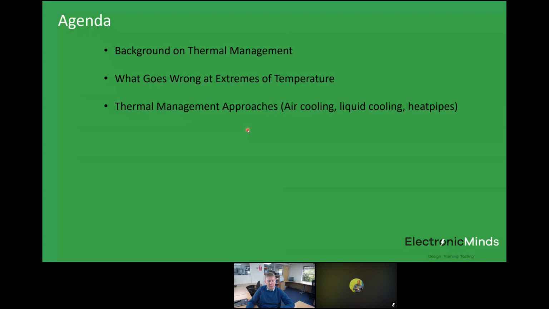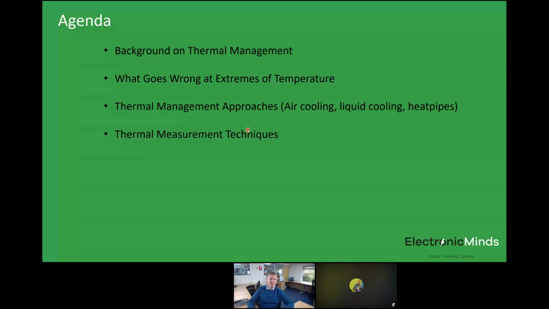Then, how can we manage thermal loading in our system, and what are the different approaches we can use? If you've been in power electronics some time, you'll be familiar with this sort of stuff. We're going to be talking about air cooling, liquid cooling, and some slightly more exotic techniques, things like heat pipes and 3D printed heat sinks as well. But they're all pretty much doing the same thing. It's just how they're doing it that is slightly different.